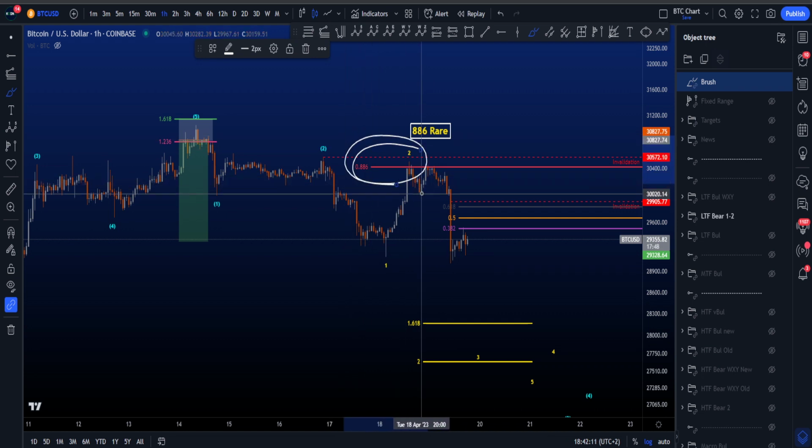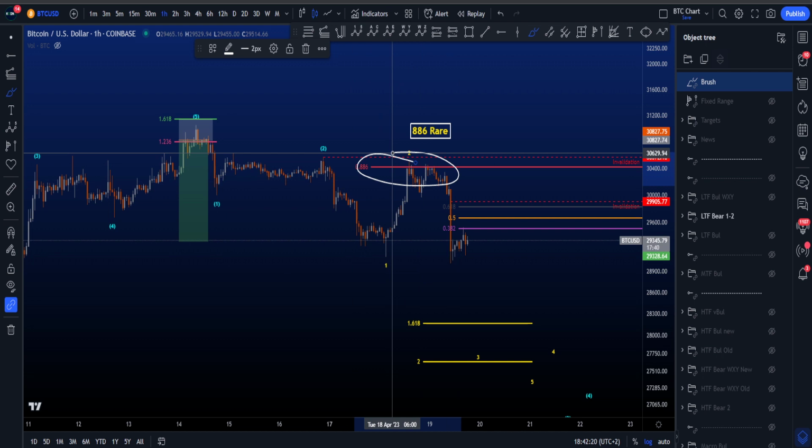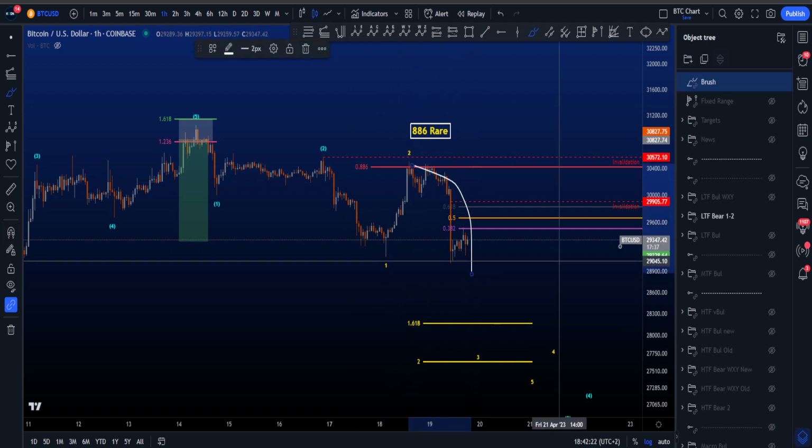all the way to the 0.886, which is a rare target for wave 2 and actually more common for a wave B or X, but for a wave 2 it's very rare to retrace this deep, so that is at least something to keep in mind also with the structure to the downside.